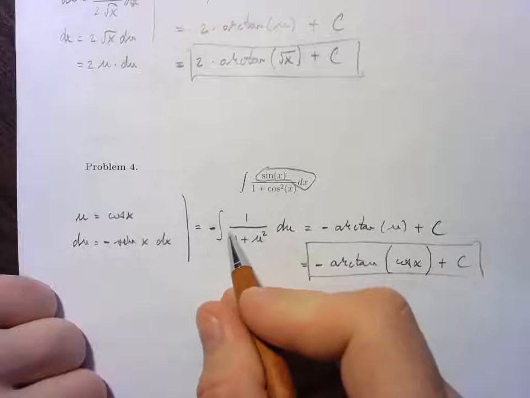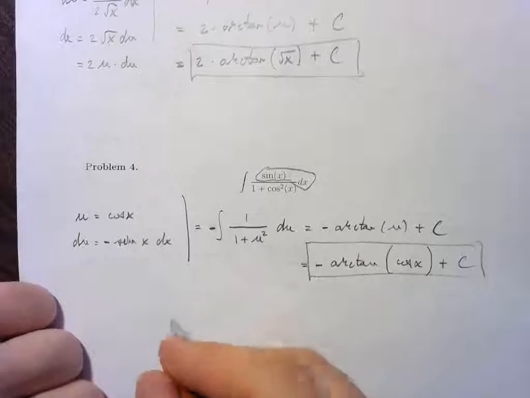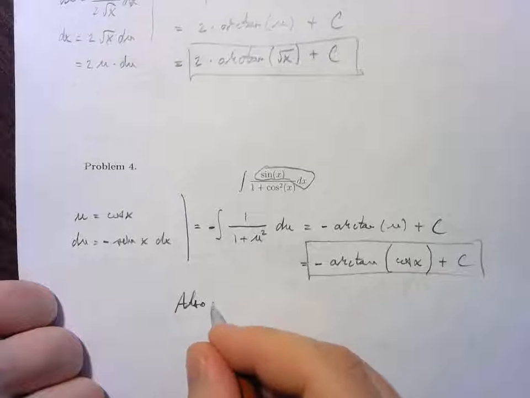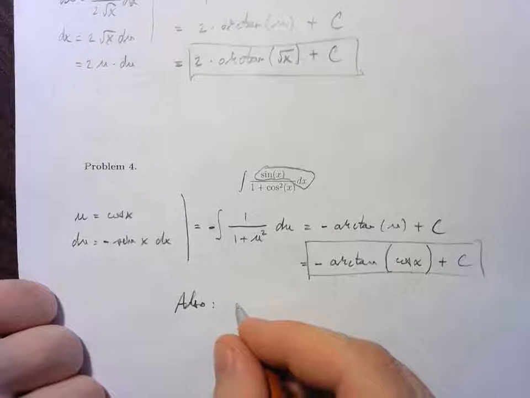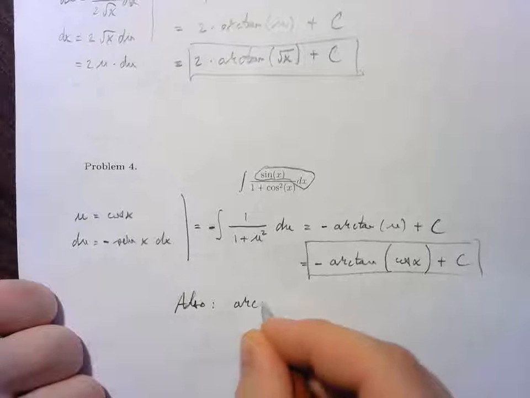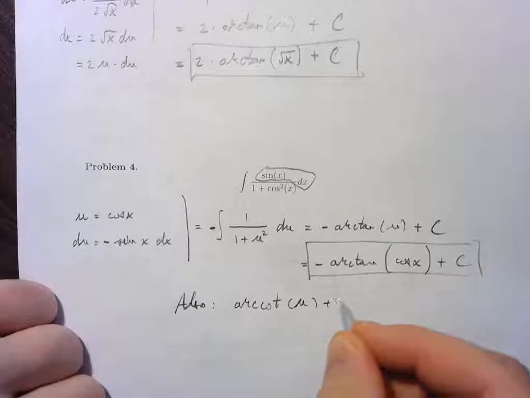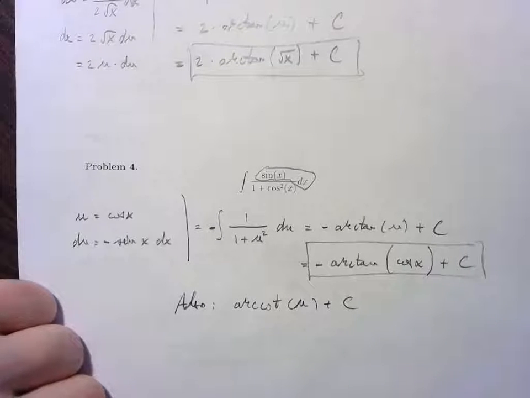And of course, we could have also done it differently. Because of this minus sign, the integral would be arc cotangent of u plus c, and that's another way to do this one, right? Because the derivative of arc cotangent is negative the derivative of arc tangent. So that is problem 4. Let's move on to problem 5.